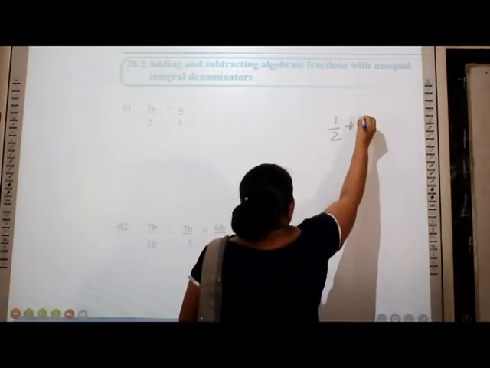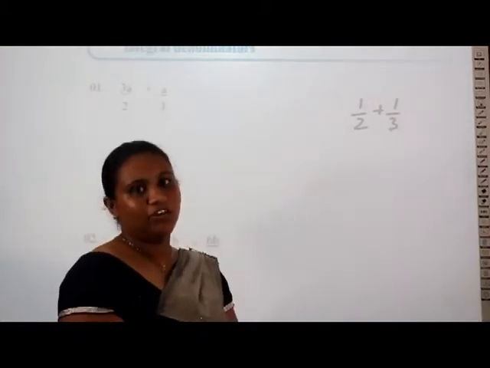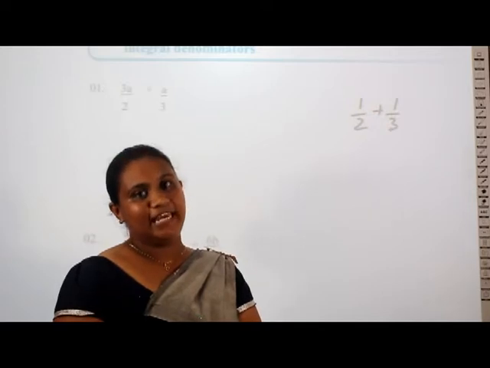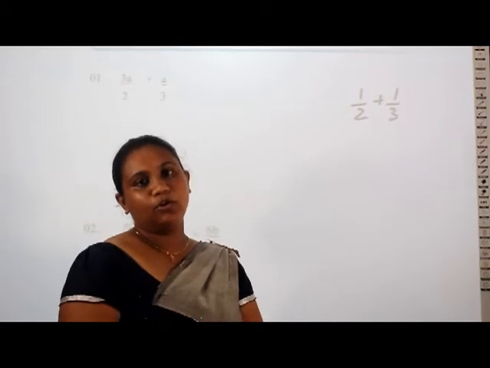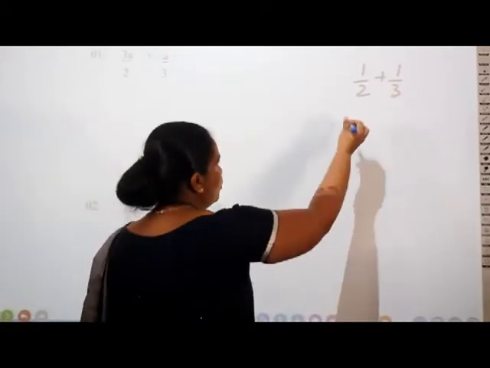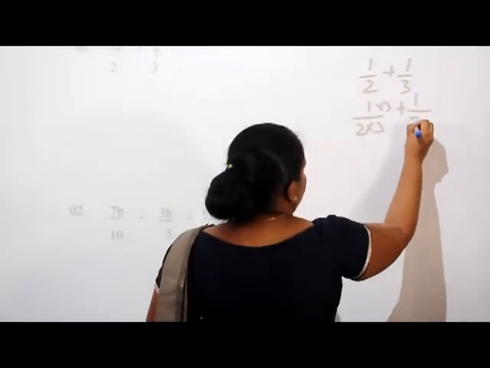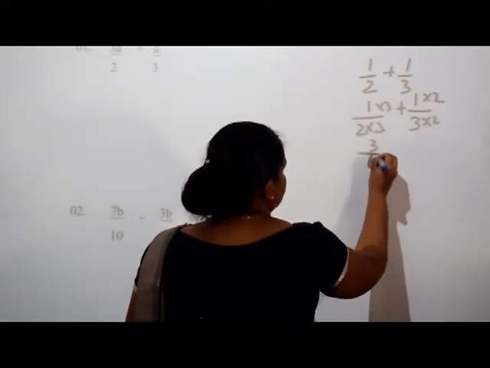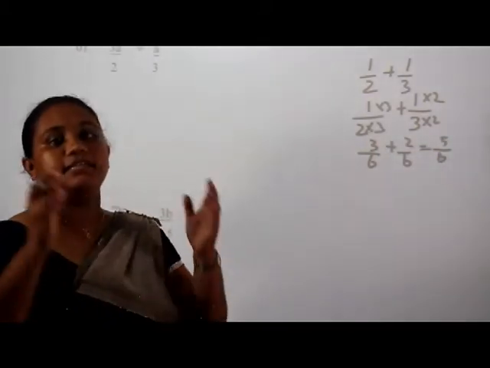Now let's see how to add and subtract algebraic fractions with unequal denominators. When I write fractions like this, you already know how to solve them. Here 2 and 3 are not equal denominators, so you have to convert them into equal denominators. What should you do? You should take the LCM of 2 and 3. Do you know what the LCM of 2 and 3 is? That is 6. So you should multiply the first fraction's numerator and denominator by 3, and in the second, both by 2. 3 over 6 plus 2 over 6. Then the answer is 5 over 6.